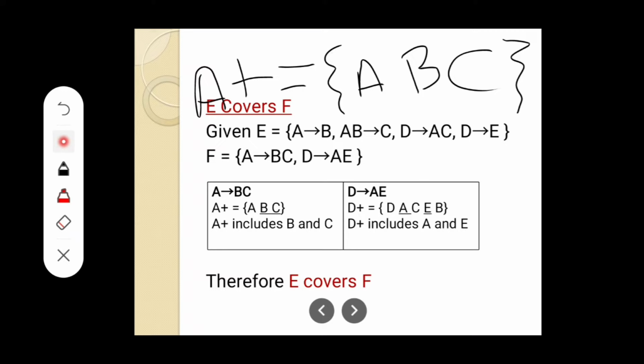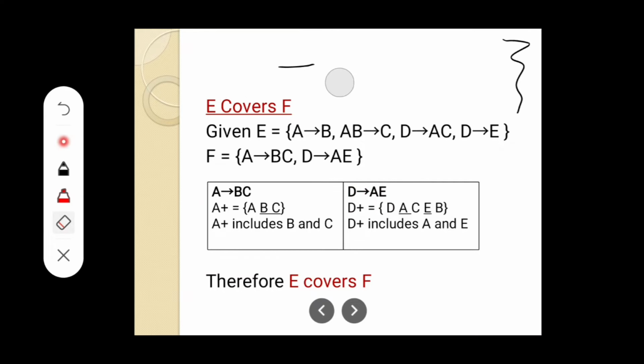Now we have to check whether this A, B, C contains the RHS of A determines B, C. B, C is contained in this closure, so the closure of A includes B and C. So this is satisfied. But for E to cover F fully, we have to check both functional dependencies. We have only checked A determines BC. Now we have to check D determines AE. How to do that? D determines AE.